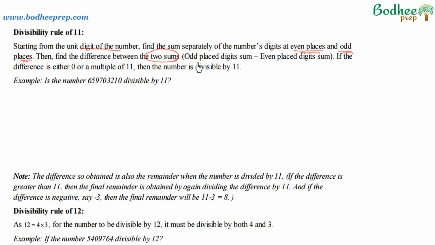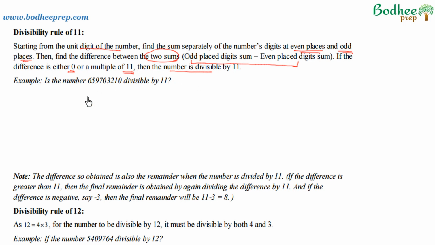We should always follow this order: odd place digit sum minus even place digit sum, because you will have an advantage that if you want to find the remainder, then the difference itself will be the remainder. So the odd place digit sum is taken first and the even place digit sum is subtracted from it. Once we have found the difference, if the difference is 0 or a multiple of 11, then we can say that the number is divisible by 11.